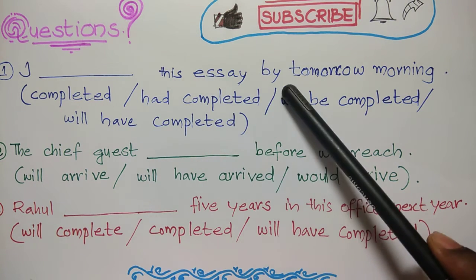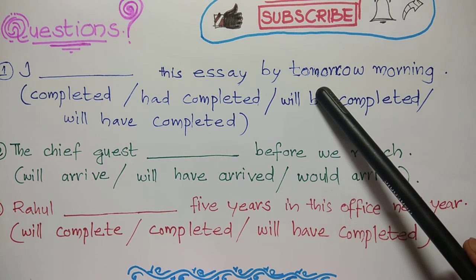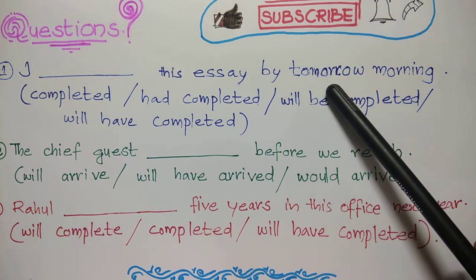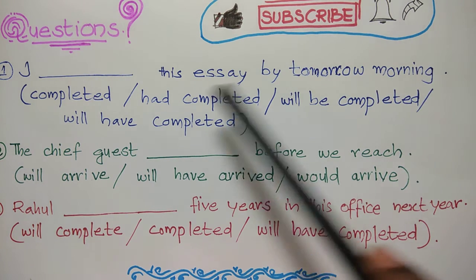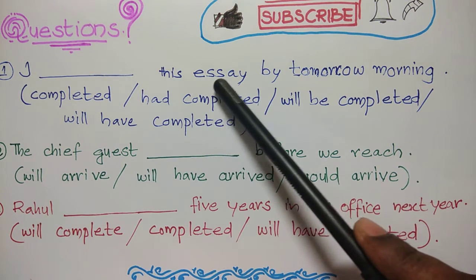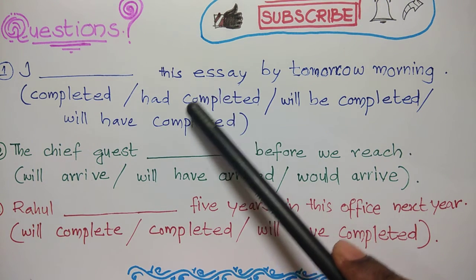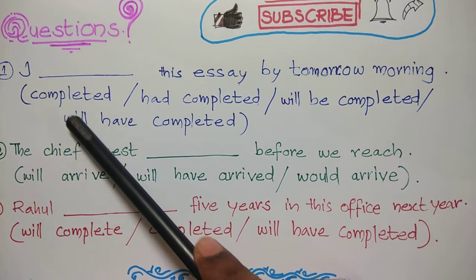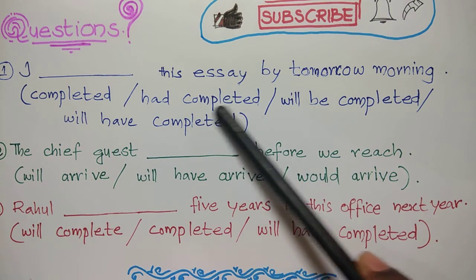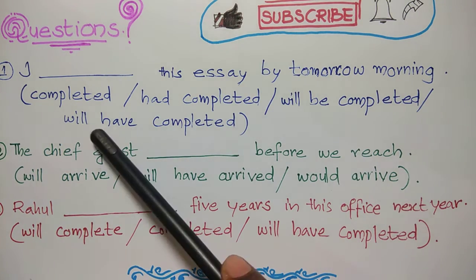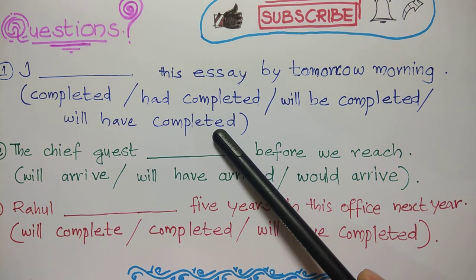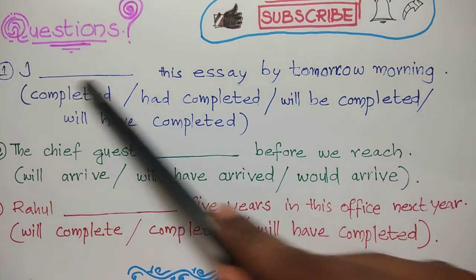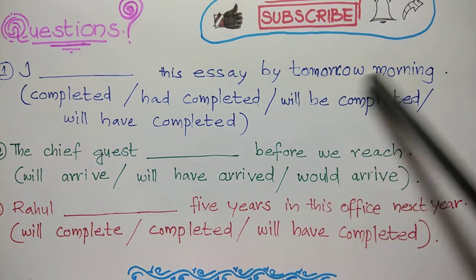I dash this essay by tomorrow. Clearly, there is given a point of time in the future, tomorrow morning, and this is a completed action. So we need to use the future perfect tense. Not completed, not had completed, not will be completed, but will have completed. Will plus have plus V3 form of complete. So I will have completed this essay by tomorrow morning.